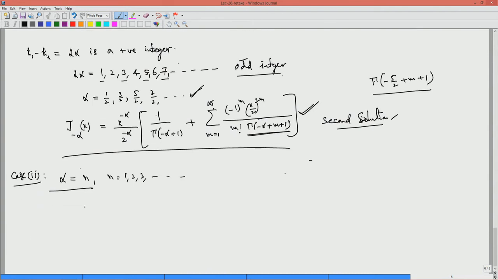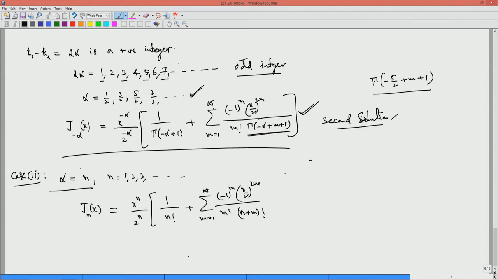So, we have seen Jn of x is one solution. So, you have x power n divided by 2 power n, 1 by gamma of alpha plus 1; when alpha is n, it is gamma of n plus 1, which is n factorial, plus sigma m from 1 to infinity of minus 1 power m, x by 2 power 2m divided by m factorial. Here gamma of n plus m plus 1 is (n plus m) factorial. So, this is what is your Jn, the Bessel function of first kind.